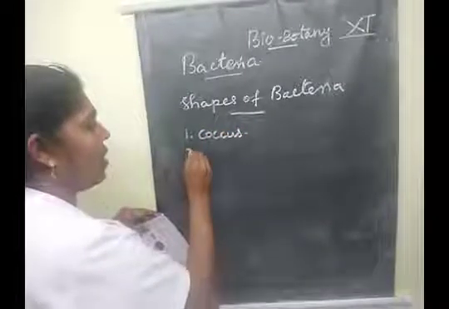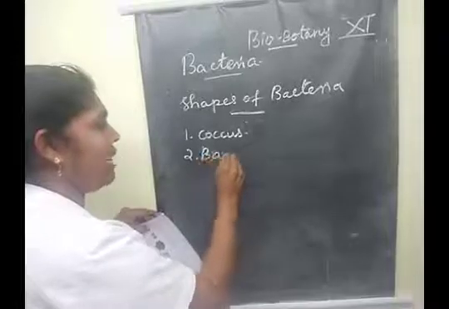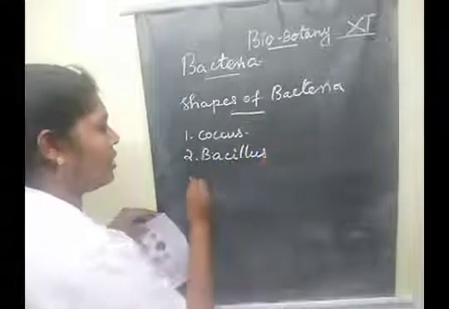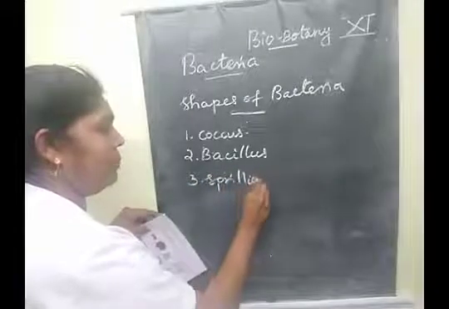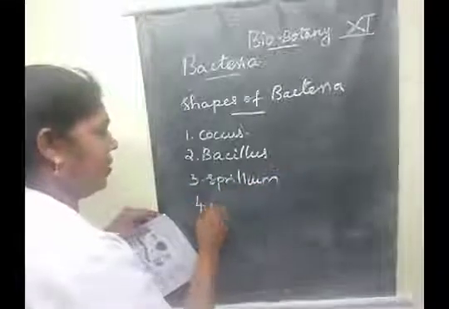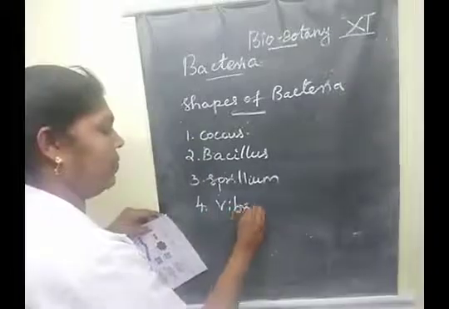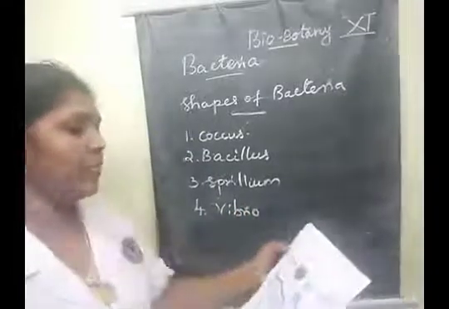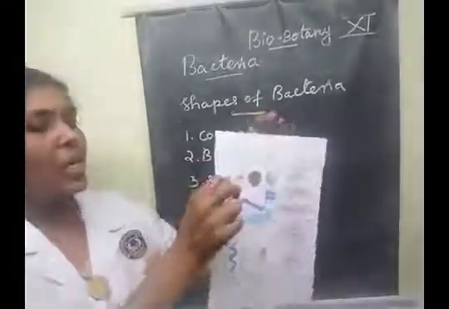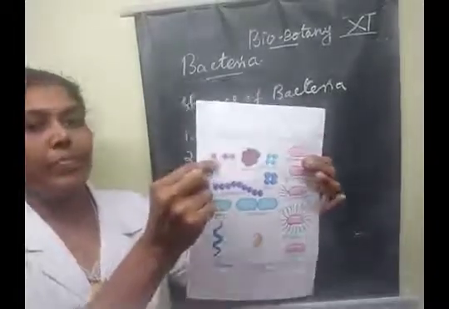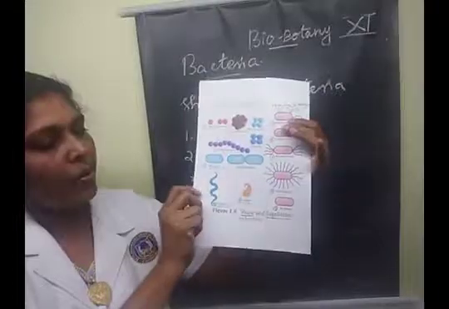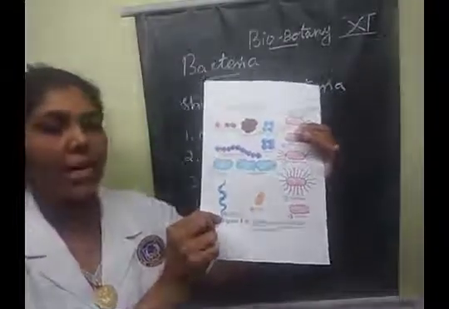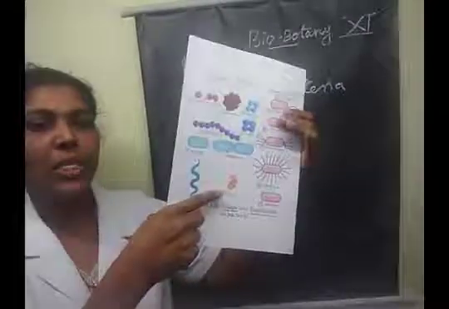coccus, bacillus, spirillum, and the 4th one is vibrio. Okay, children. So all of you see. First one is coccus form of bacteria. Second one is bacillus form. Then third one is spirilla type. And the 4th one is vibrio type.